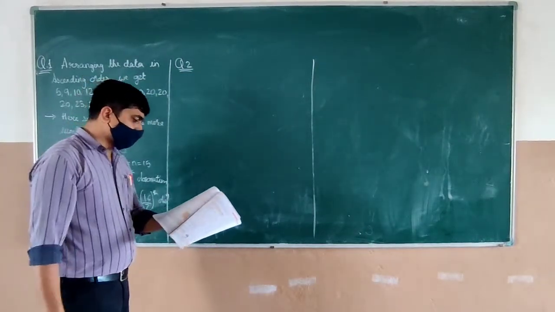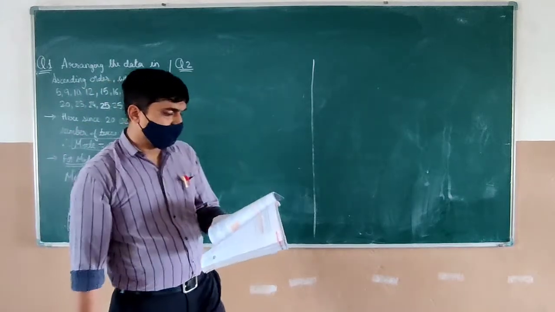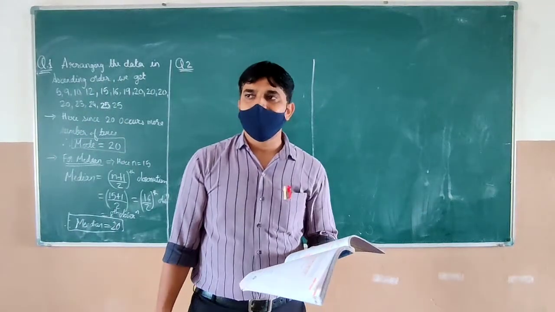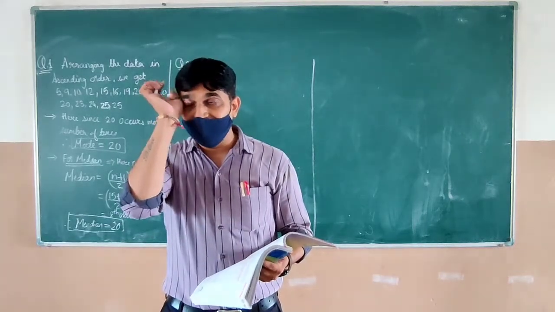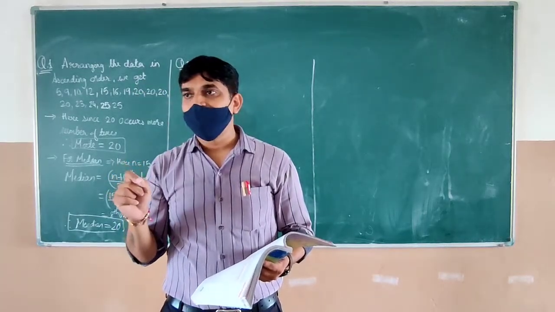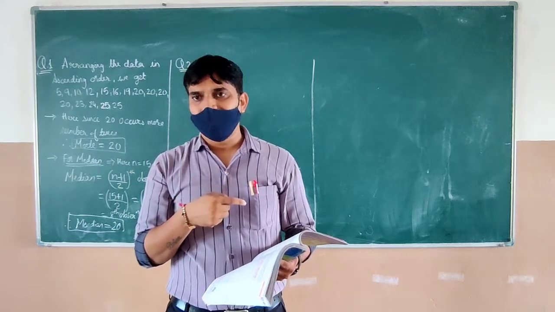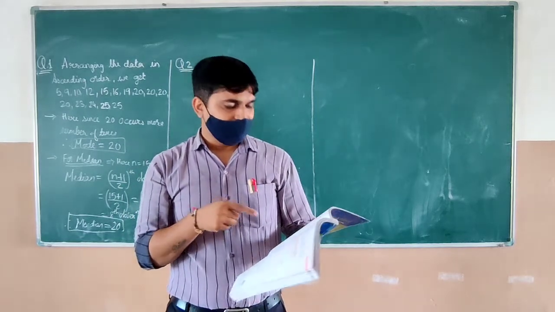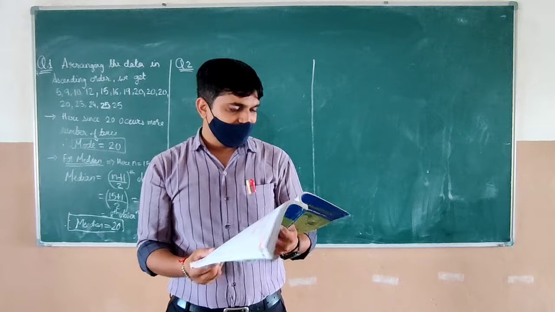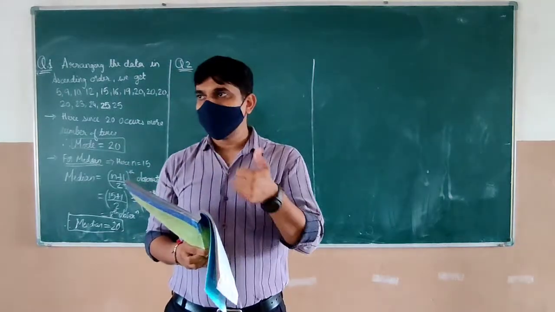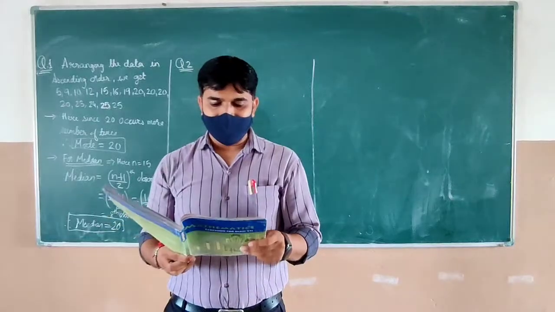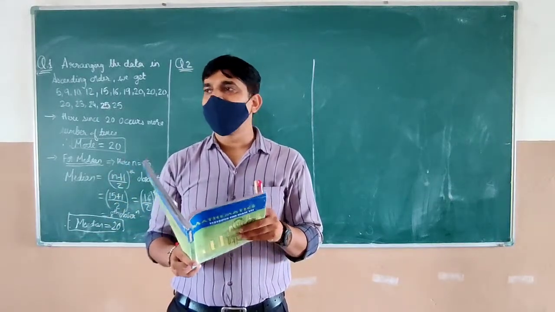Coming to question number 2. The runs scored in a cricket match by 11 players is as follows. How many players? 11 players. So for median, n is 11. Now what they are asking us: find the mode and median of this data.